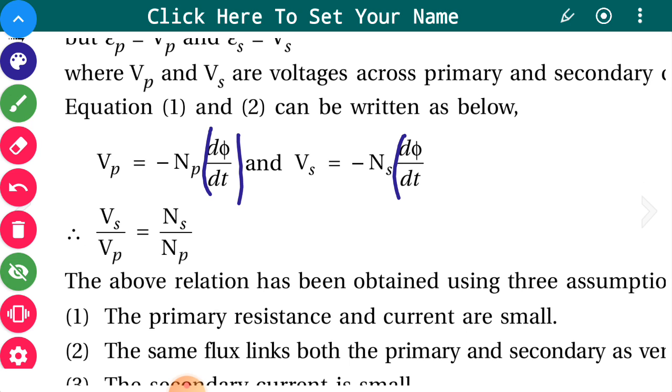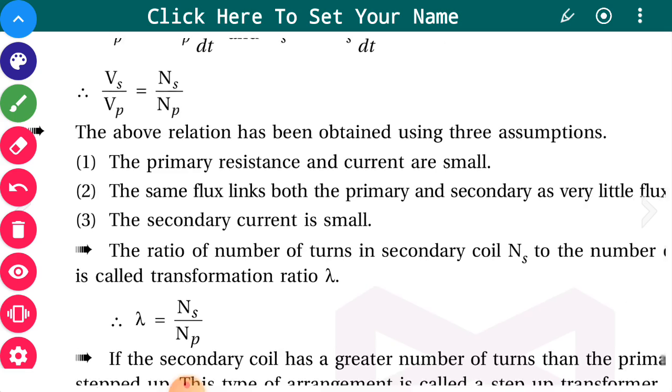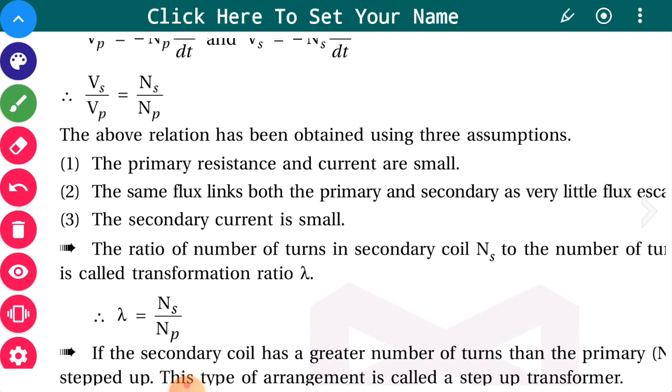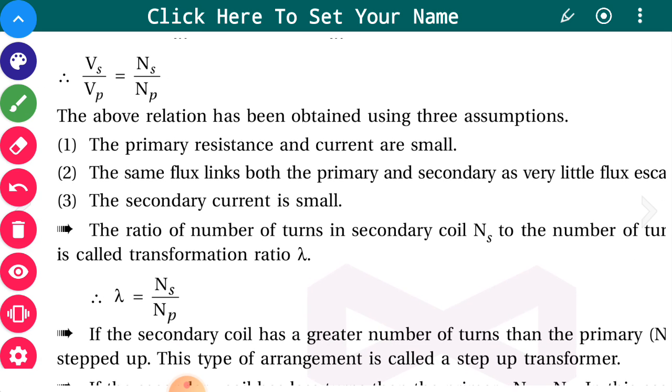So this d phi by dt will be cancelled out. You have Vs upon Vp is equal to Ns upon Np. The relation which is given above has been obtained using three assumptions. Okay, the primary resistance and current are small. The same flux is linked with both the primary and secondary, as well as little flux escape from the core, and the secondary current is small. So these are the assumptions on the basis of which we have obtained this equation.